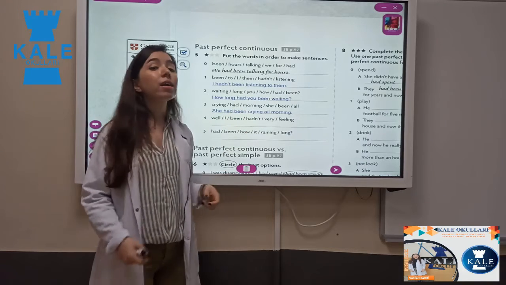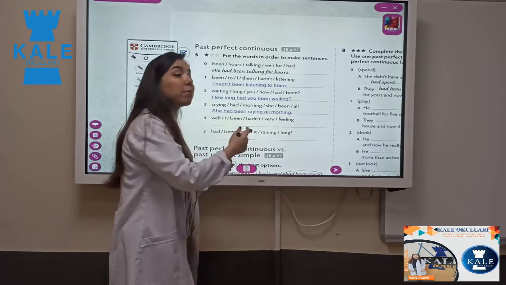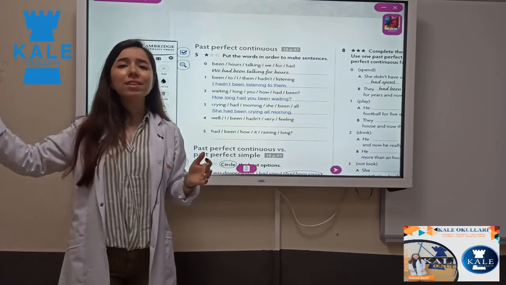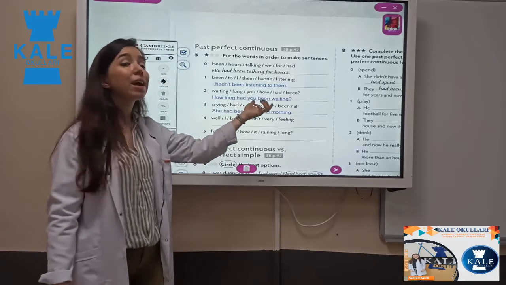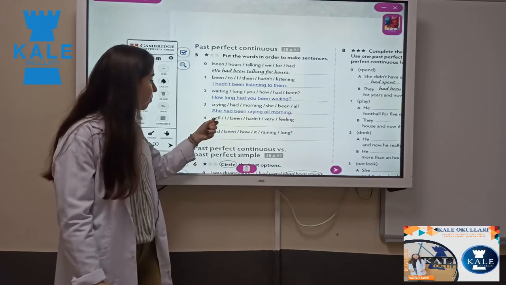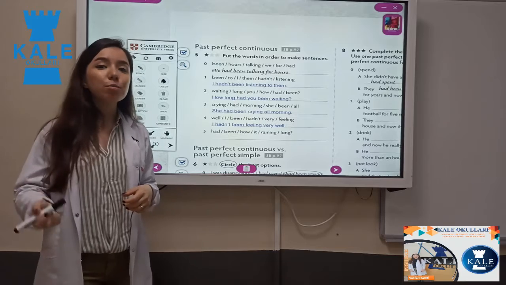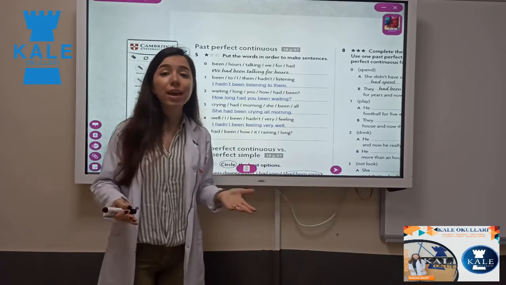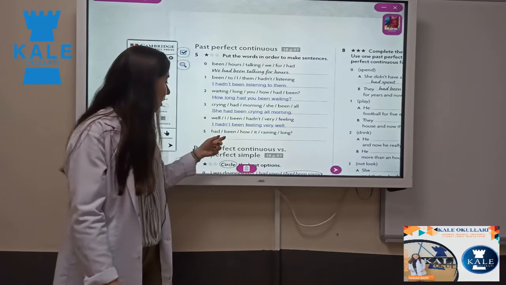She had been crying all morning. Look here, again it mentions all morning, the long time, the period of time. It means from, I don't know, 6 o'clock, 7 o'clock in the morning until 11:30. She had been crying all morning, non-stop. I hadn't been feeling very well, maybe for 1 week, maybe for 3 days. I was sick and I hadn't been feeling very well.